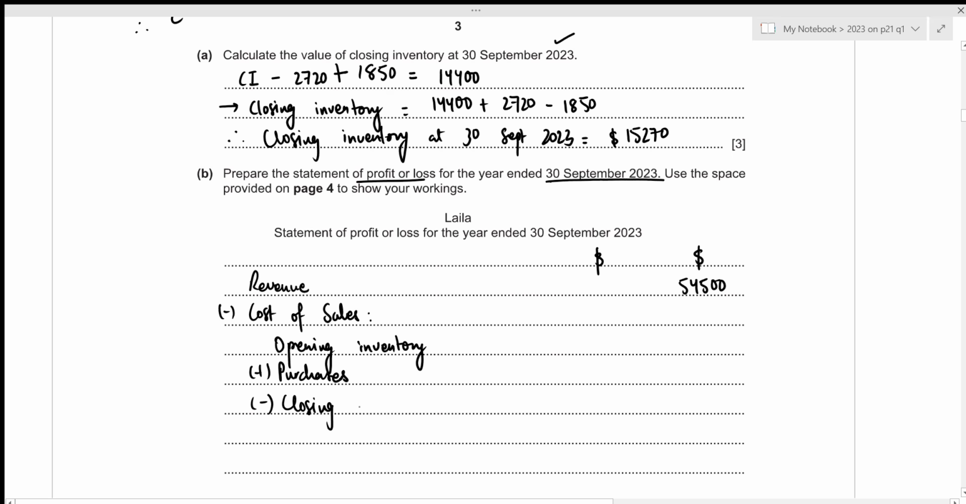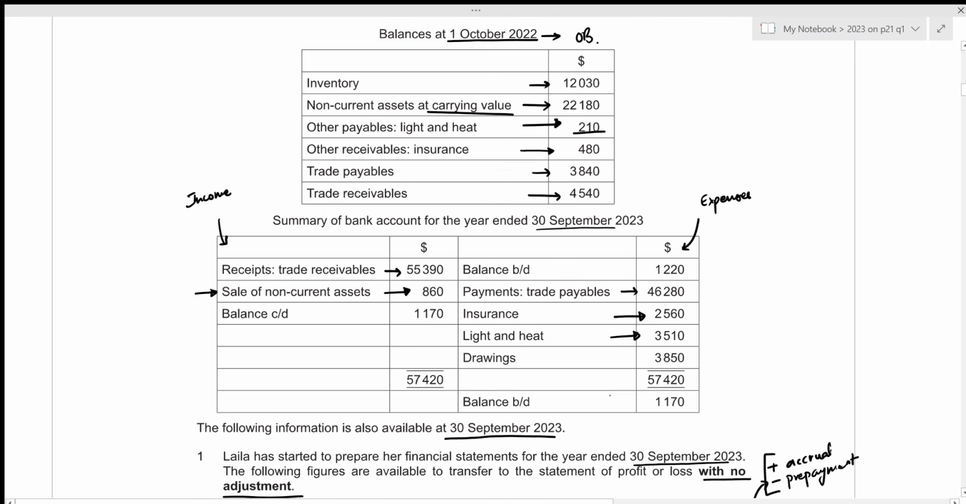After purchases, we need to subtract the closing inventory. Okay, let's write down the value for closing inventory. We just calculated it to be 15,270. Then the opening inventory was given to be 12,030.